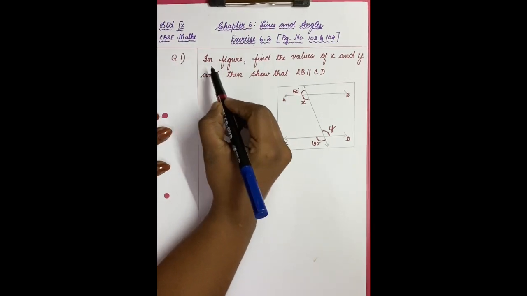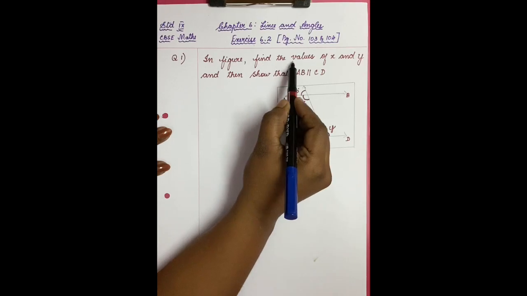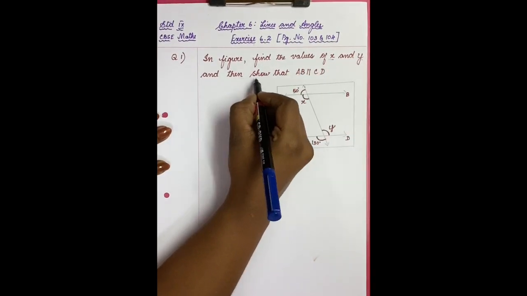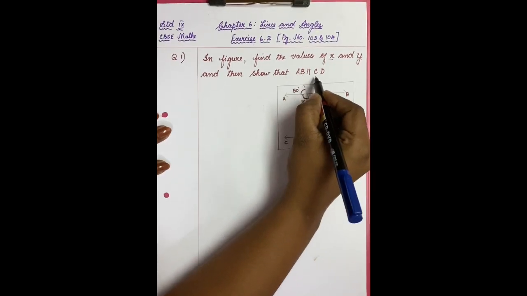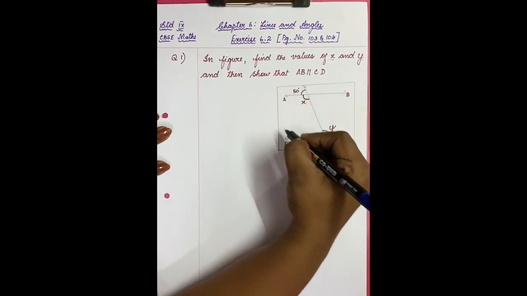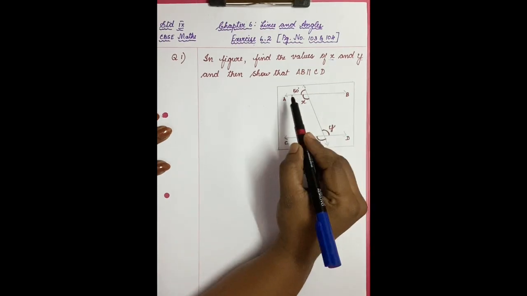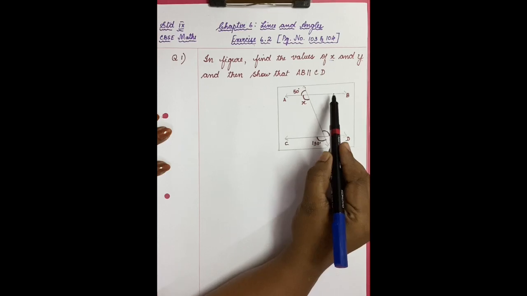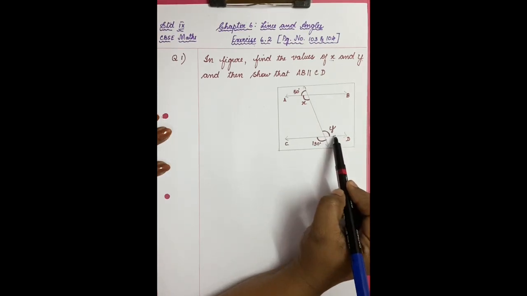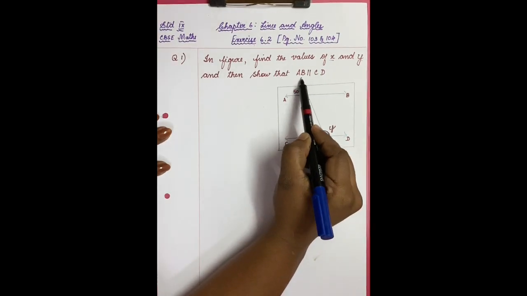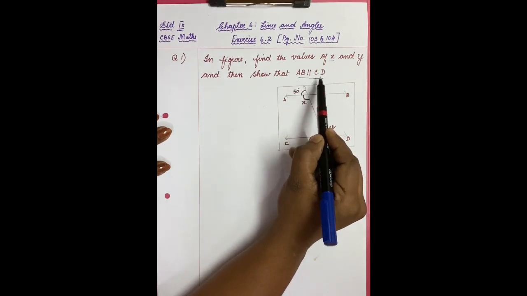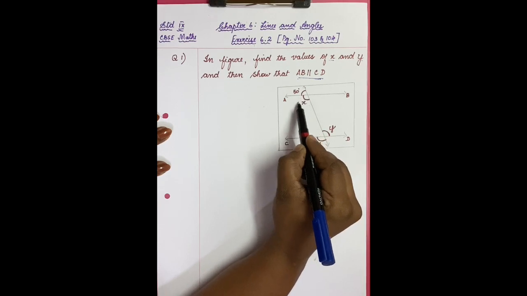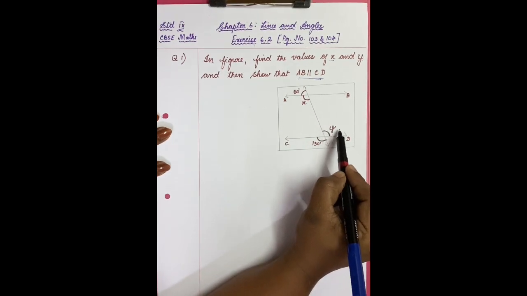Question number 1. In the figure, find the value of x and y and then show that AB is parallel to CD. So let's understand the figure. We have AB one line and CD the other line, and they have not given that AB is parallel to CD, but they are asking us to prove that AB is parallel to CD. But they have also given that we have to find the value of x and find the value of y.